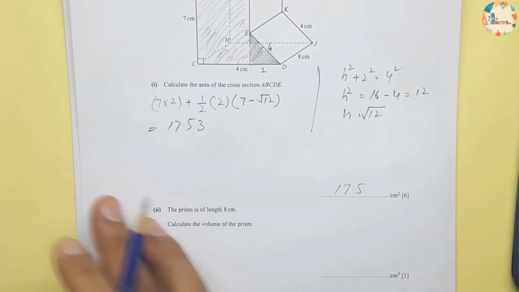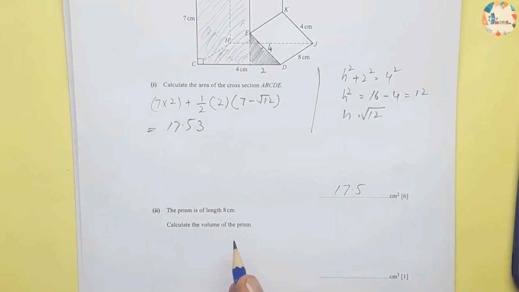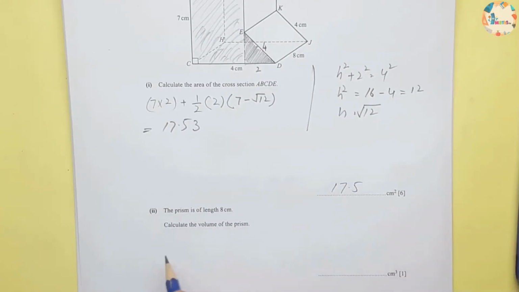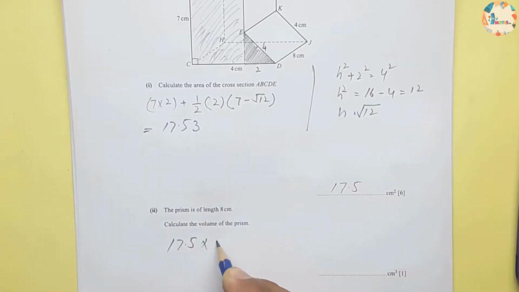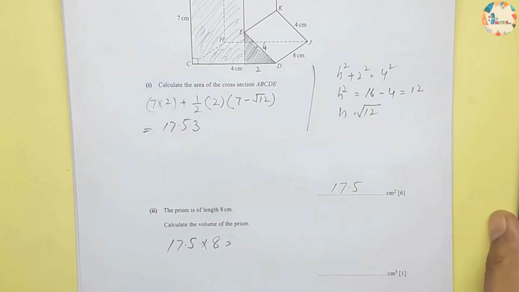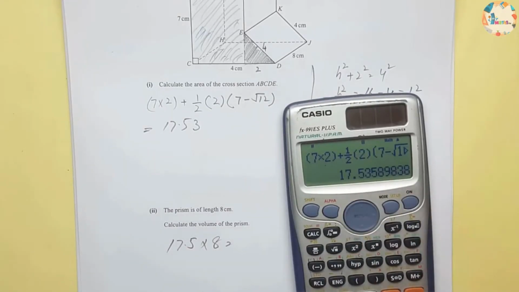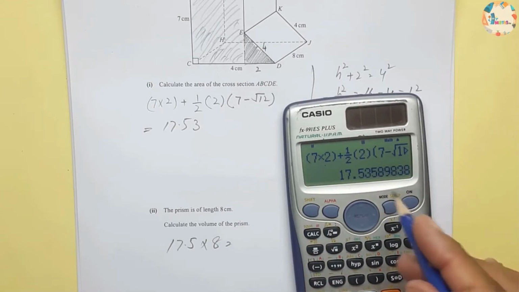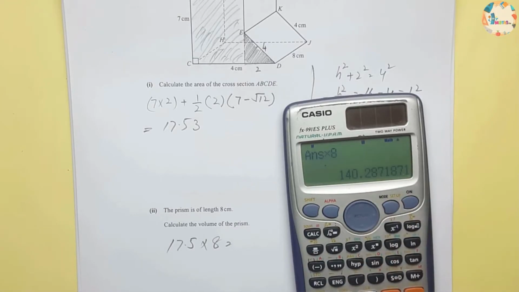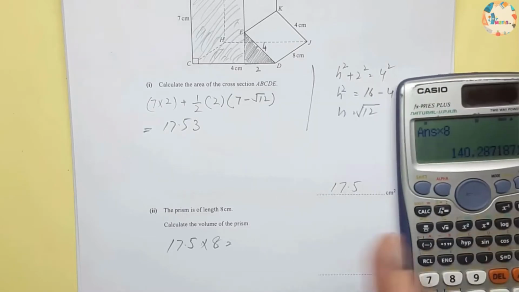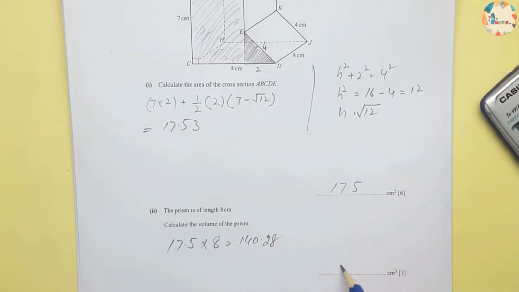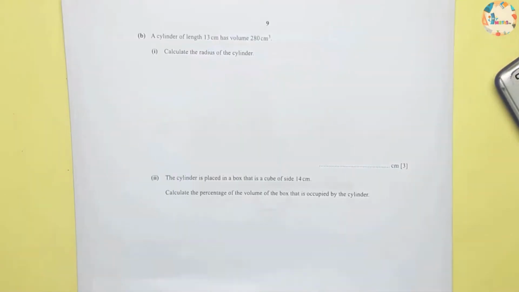Now second part, the prism is of length 8 centimeter. Calculate the volume. So for volume, we will be multiplying this by 8. So 17.5 multiplied by 8 will be equal to what? The same calculation, the same number will be multiplied by 8, and this will be equal to 140.28, or we can write 140 centimeter cube as the answer.